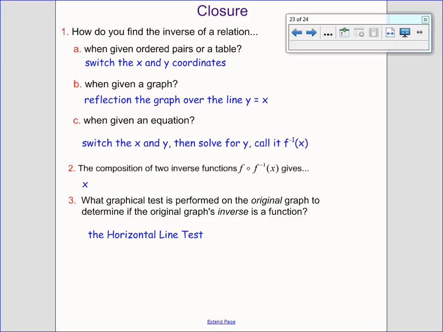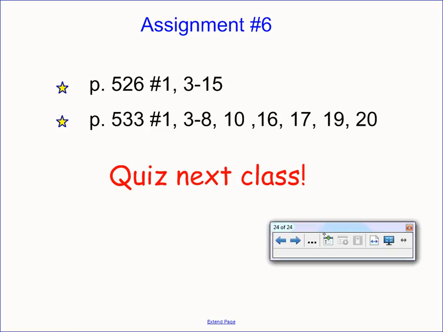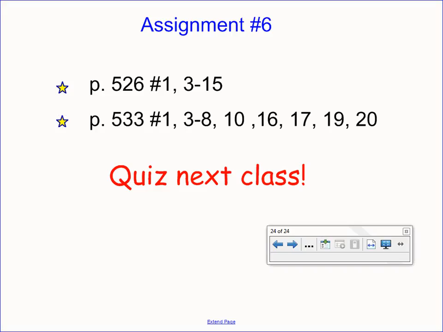What questions do you have about our inverse relations? And today we will have an opportunity to work on assignment number 6. I just want to point out that there'll be a quiz, right? A reminder, there'll be a quiz next class. And you've got some resources. So what do you have at your disposal?